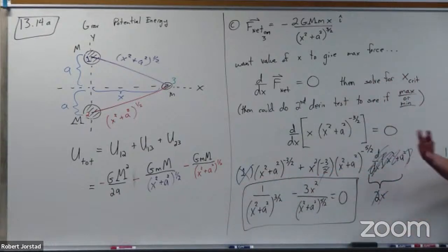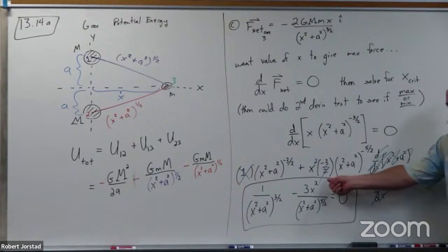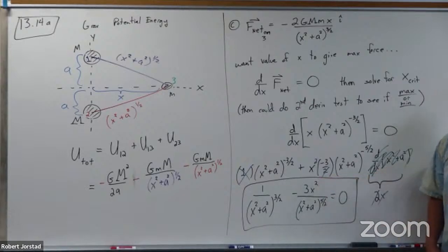From here, there's lots of ways to proceed. All we've done is taken the derivative. We have not found the critical value yet. But you could solve this, set it equal to 0, and you're off to the races. Do you agree?